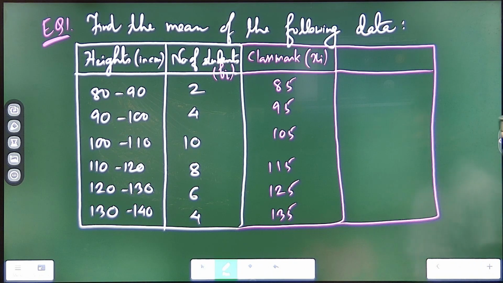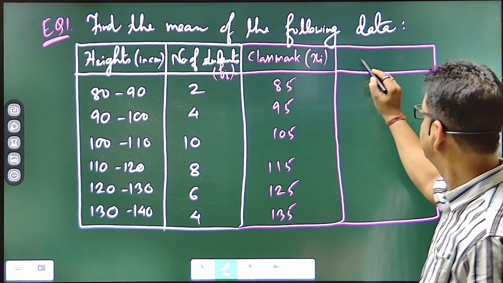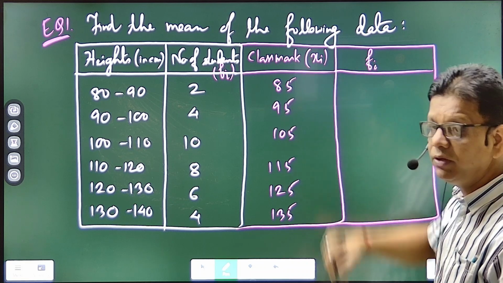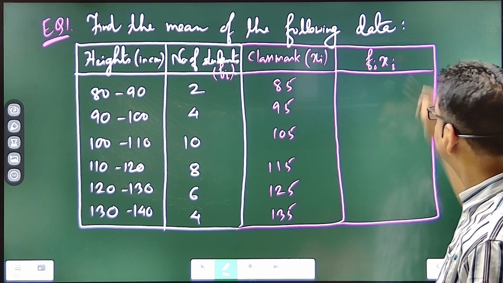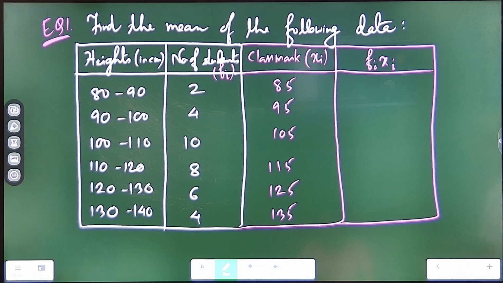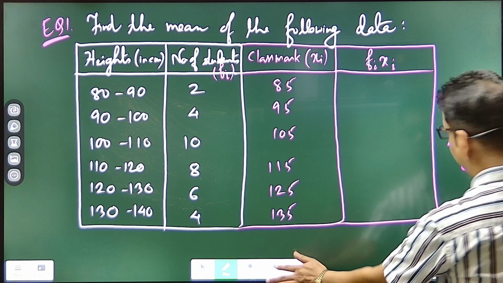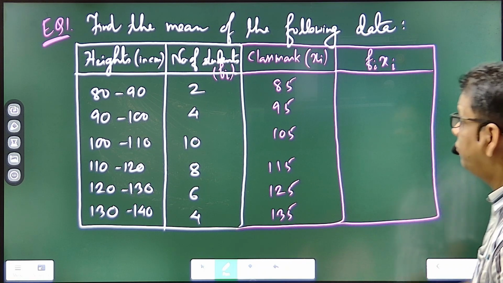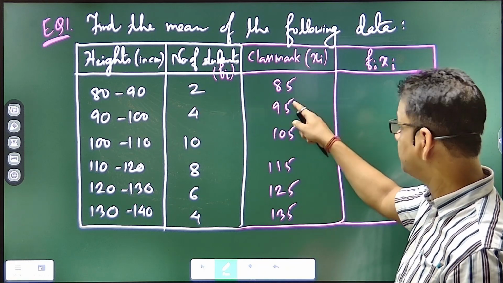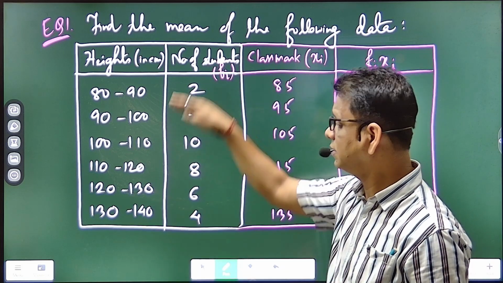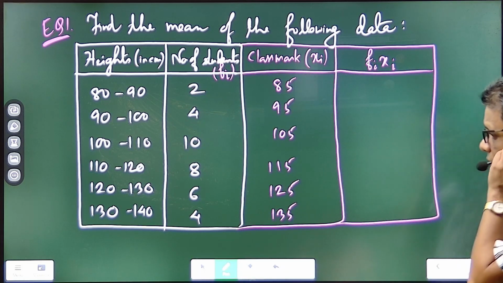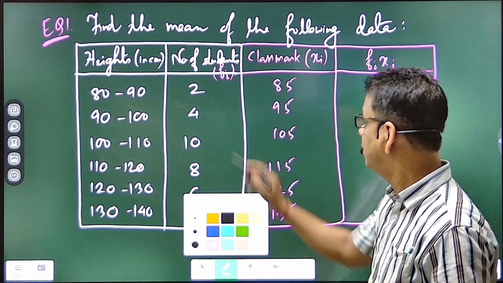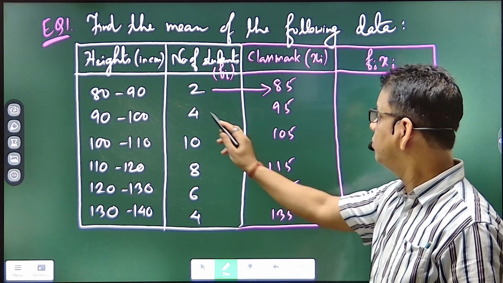Now what is the last column? Just the Fi, the frequencies, and the Xi, the class marks, need to be multiplied. I did not put a multiplication symbol because we don't write x into y; we directly write xy. In a similar form I'm just not putting the into symbol. The Fi Xi refers to all frequencies and class marks, class interval wise, which we just need to multiply. How to multiply? Row wise, like this.